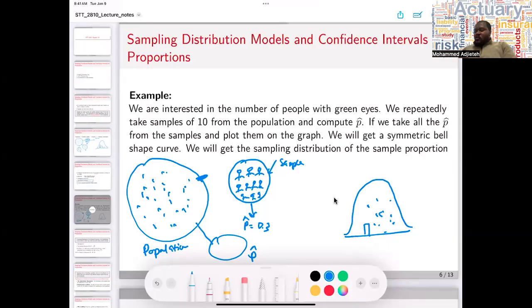That's how you would get 0.3. If I took, say, 10 people and 3 people have green eyes, it's going to be 3 over 10. And then you draw another sample. So you draw many samples. Whenever you draw a sample, you record your P hat and you plot it. When you do it many times, you are going to get a bell shape. That has already been proven. So that is the idea behind the sampling distribution of the proportion.